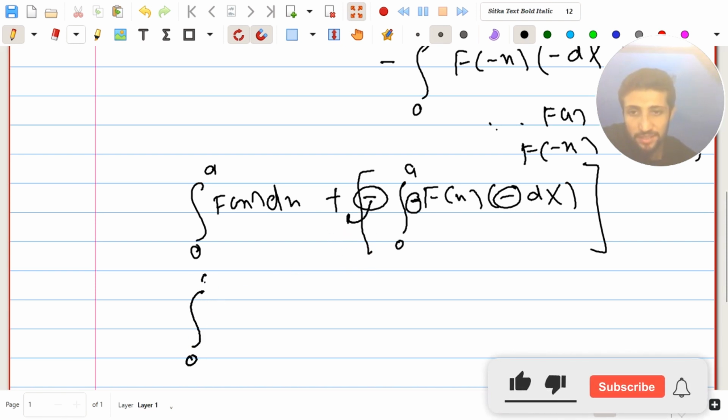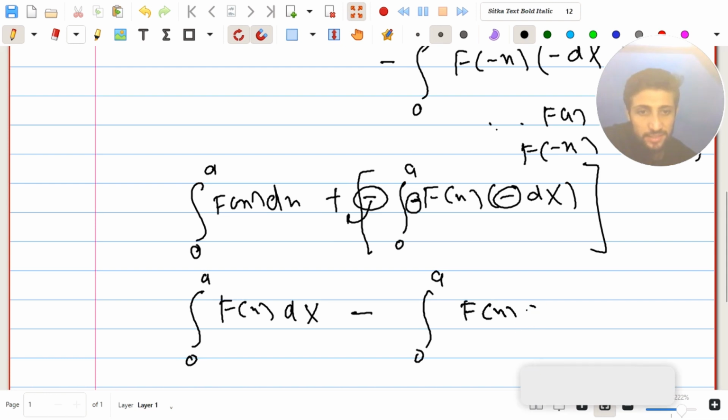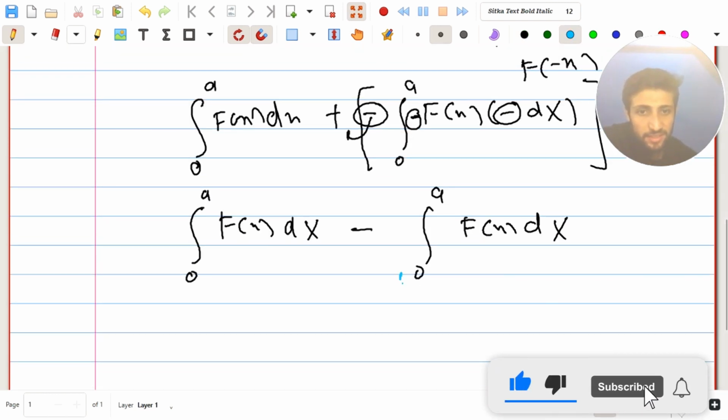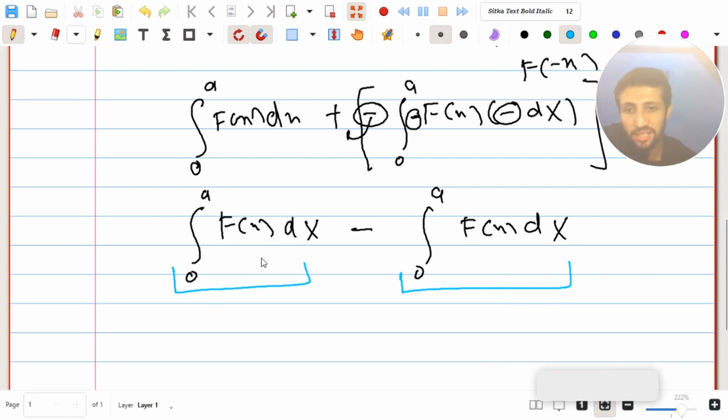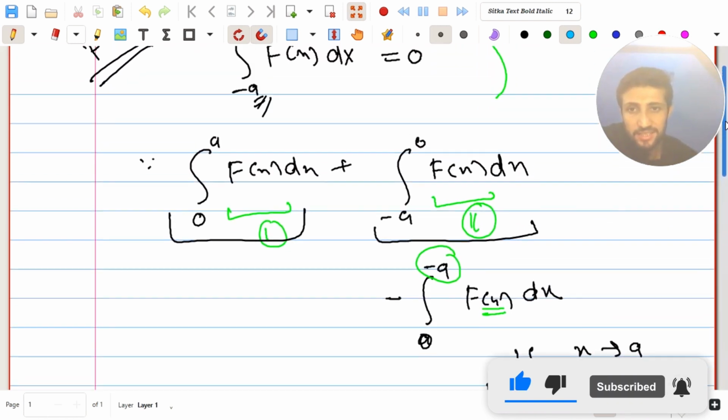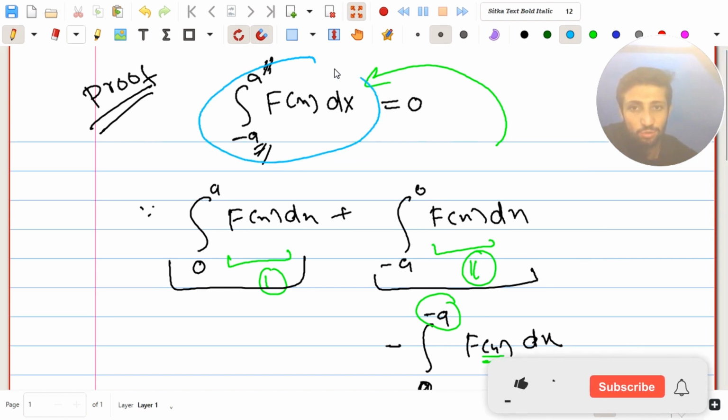So this is my integral from 0 to a of f of x dx minus the integral from 0 to a of f of x dx. Now you can see that this integral over here is the same as this integral over here. So we can cancel this integral with this integral, ultimately getting 0. That means that this integral over here is simply equal to 0, or the symmetric integral is equal to 0.